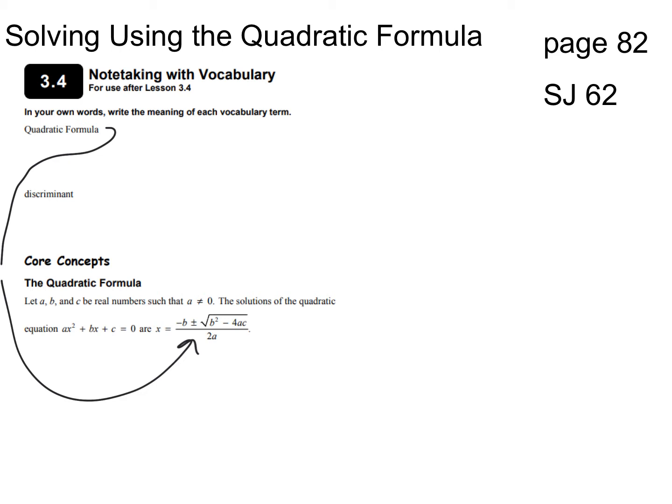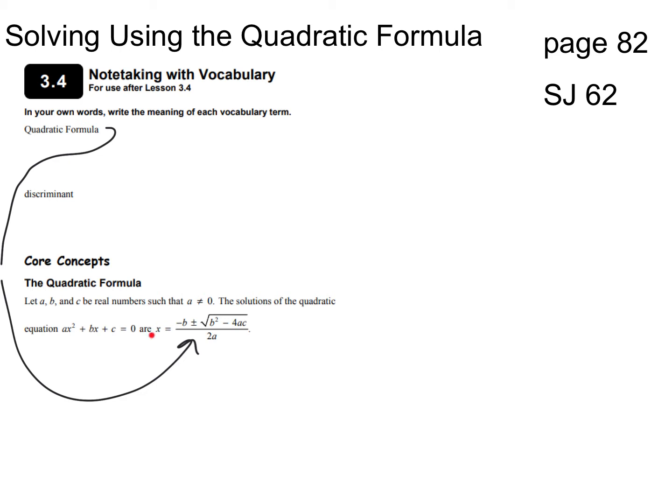It will be to the tune of Pop Goes the Weasel, and you sing x equals negative b plus or minus the square root of b squared minus 4ac all over 2a.